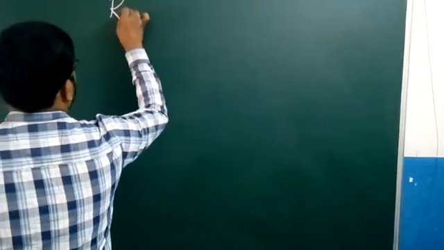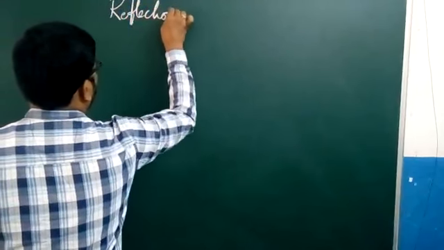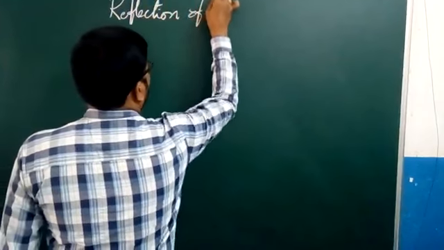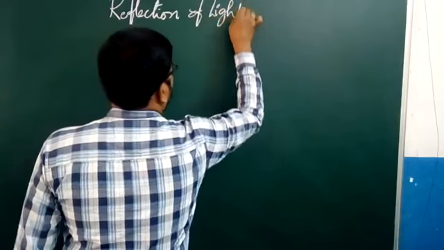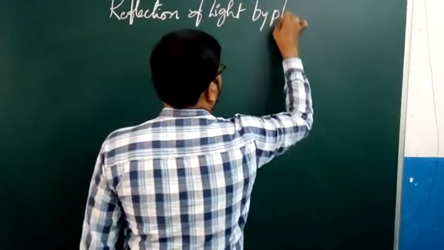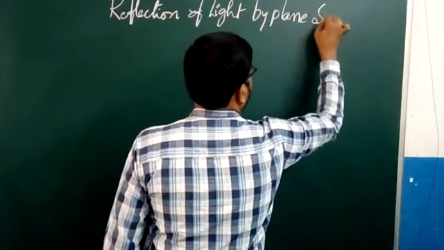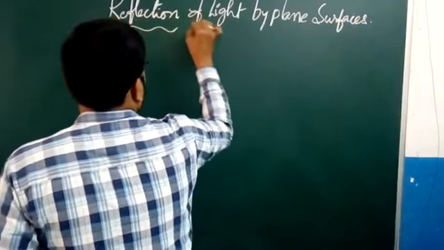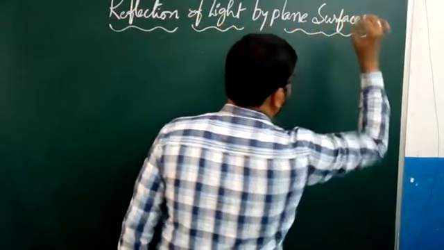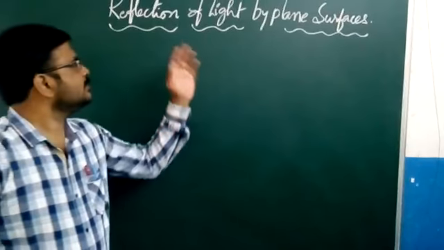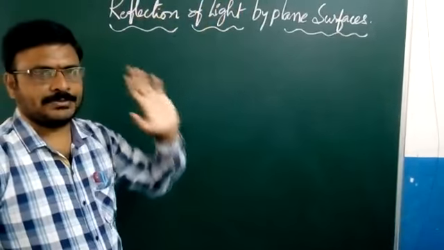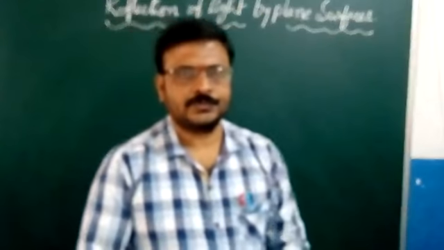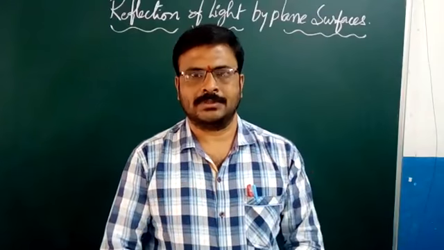Reflection of light by plane surfaces. So, coming to this, first let us observe what is reflection. What happens when light falls on an object?